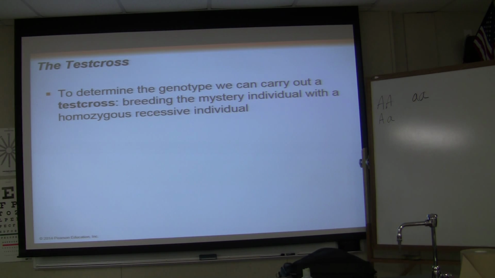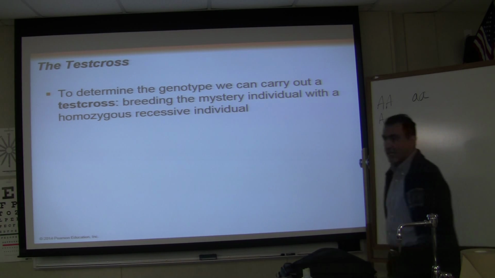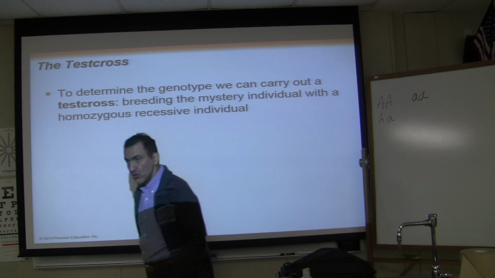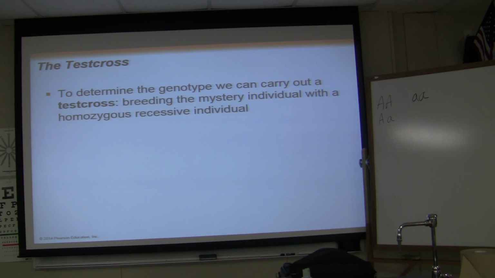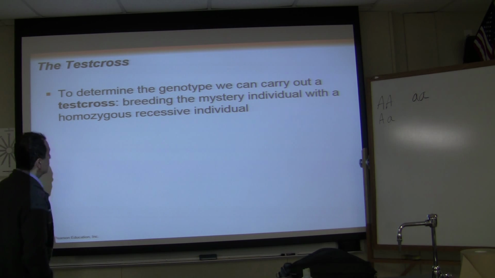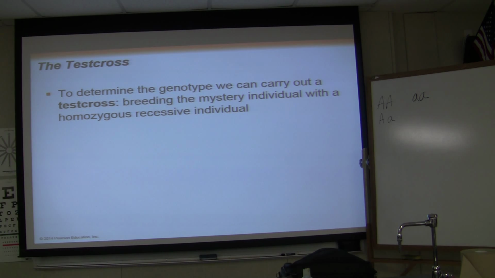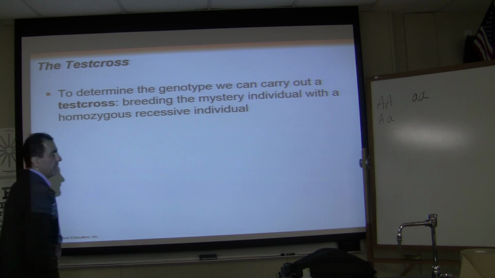Okay, the test cross. Let's move to something else, another ratio, the phenotypic ratio. The phenotypic ratio for the last example I used was 3:1, right? The phenotypic ratio for a test cross is different. And what is a test cross? To determine the genotype, we can carry out a test cross, breeding the mystery individual with a homozygous recessive individual.